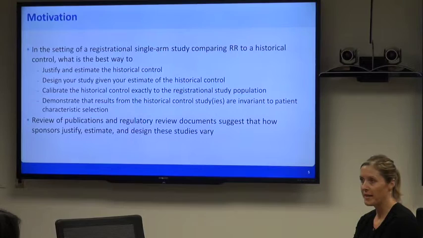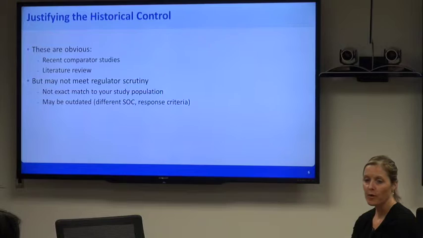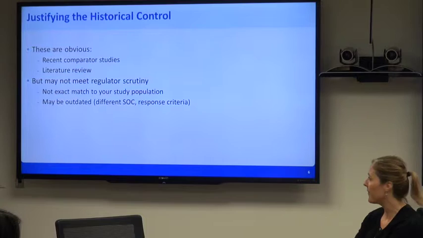Okay, so step one, justifying the historical control. Some of this is very, very obvious. The most obvious is to find a recent comparator study. That's low-hanging fruit. If you have a recent comparator study, go there, get that, and use that as a fundamental part of justifying your historical control.